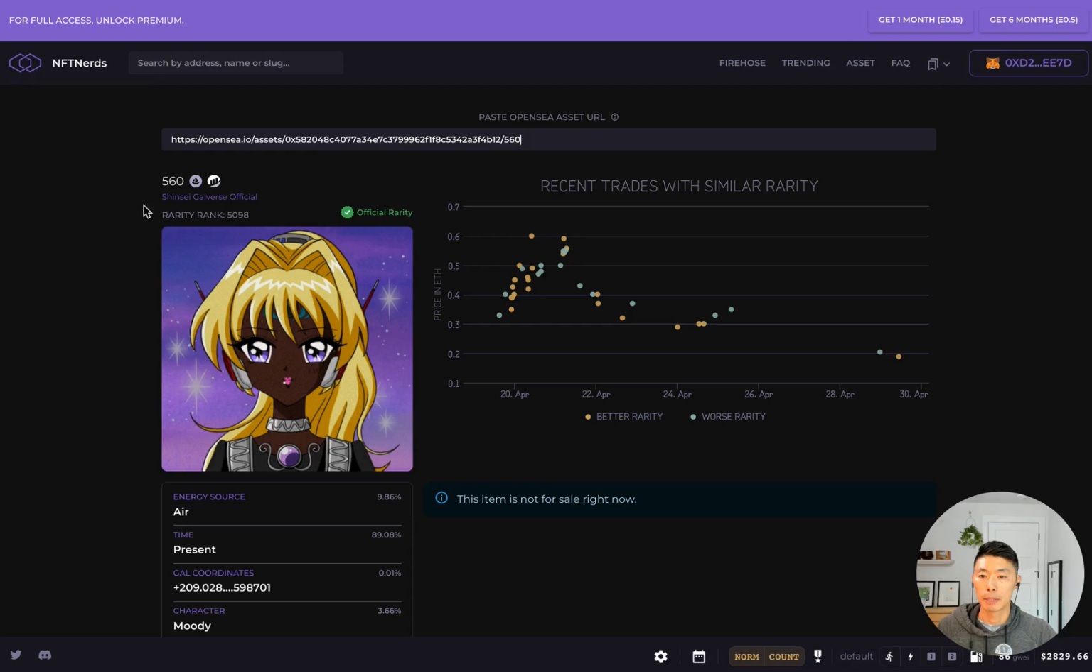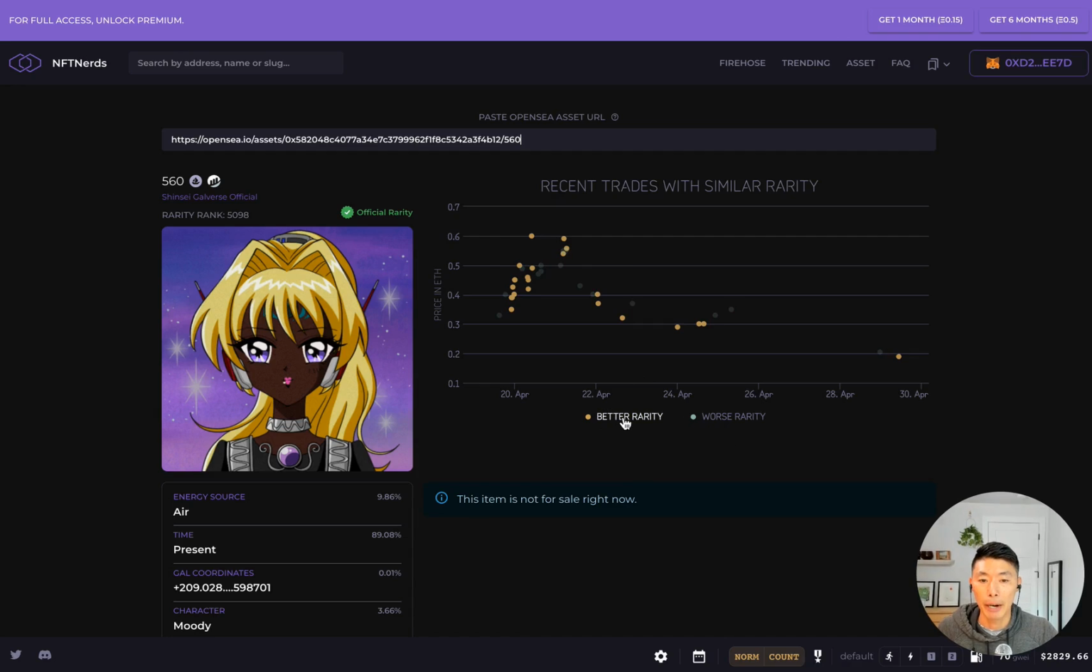So this is my specific Galverse, and it is 560. The rank is about 5,000, so it's 5,000 of 8,888. So it's totally a common one, not very good. But what can I get for it? Because sometimes, whether the market is running up or maybe somebody has some demand for this particular trait, you can see based on time and price what people have been paying for something around the same rarity.